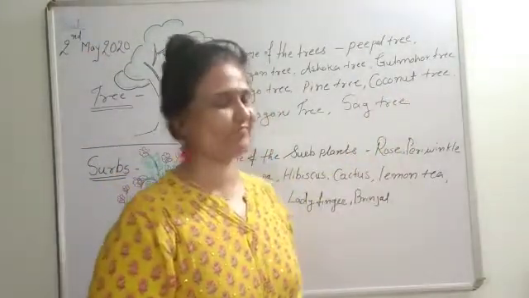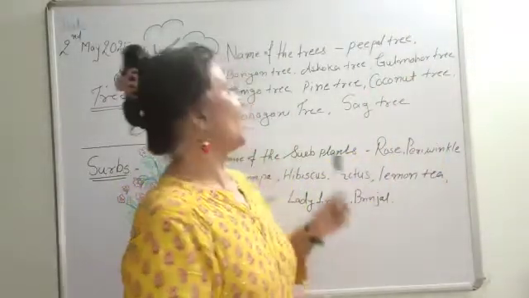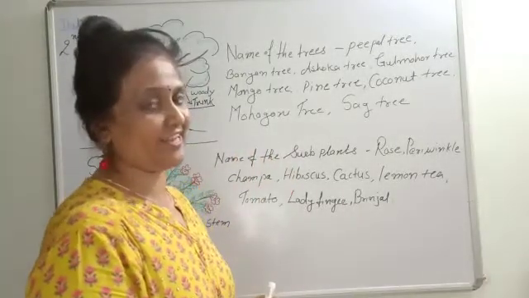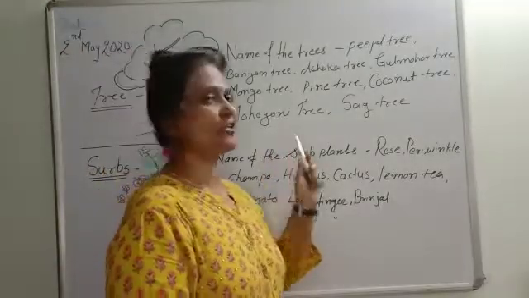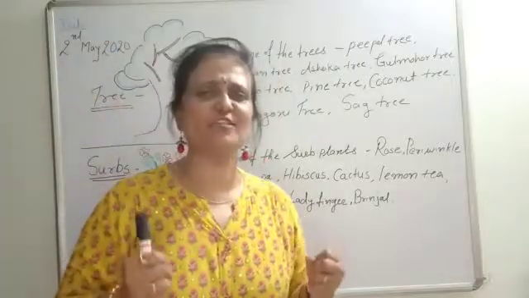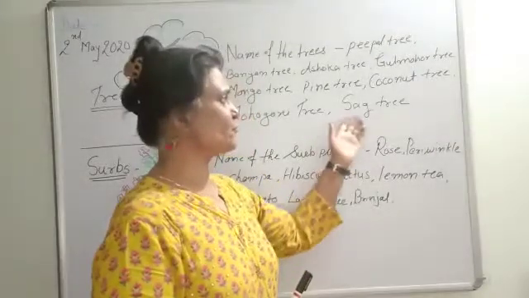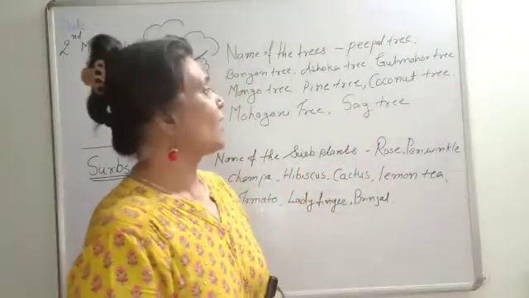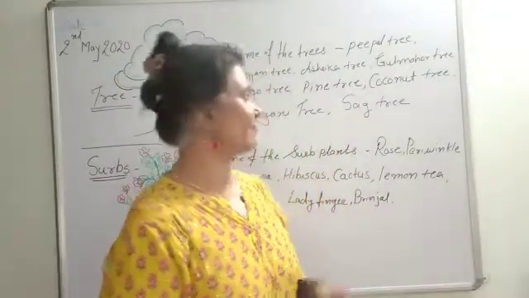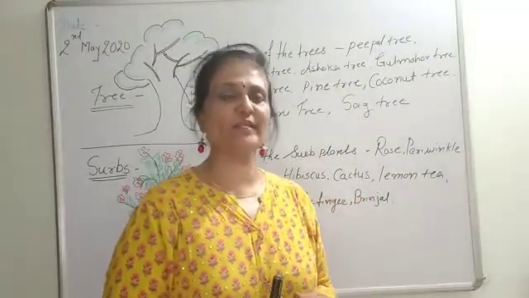Coconut tree. Coconut tree is very tall. Mahogany tree. It is one of the old trees in India. Mahogany tree is very strong, very tall. Their trunk is very strong. Sap tree. Very useful tree. We use the sap tree for furniture. Sap tree is also very strong. The trunk is also very strong.